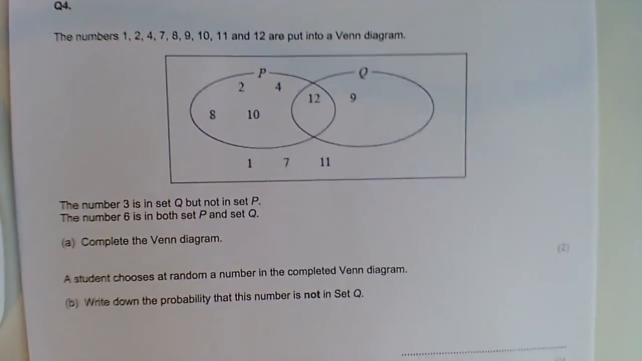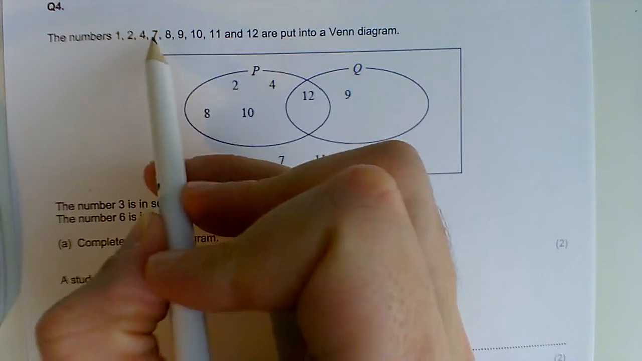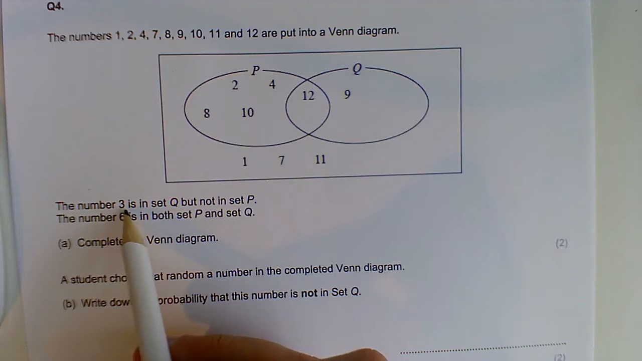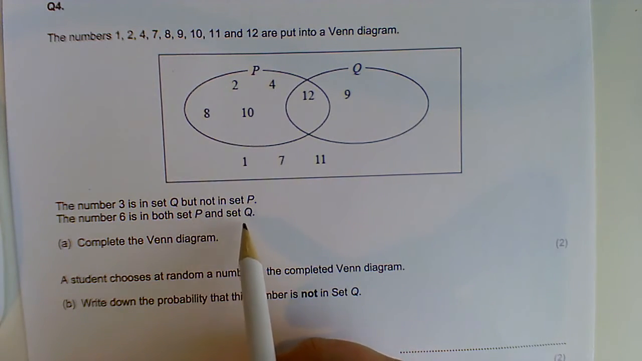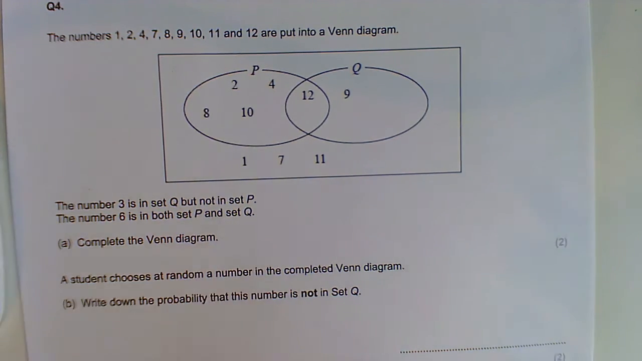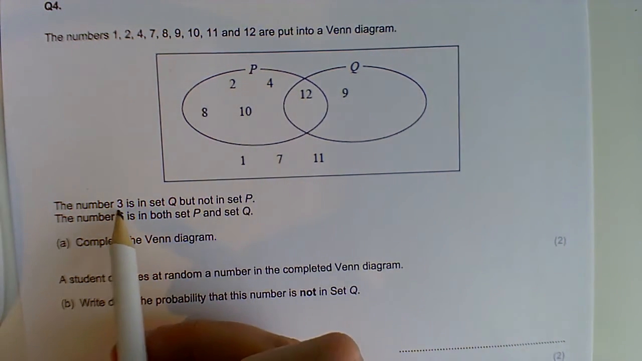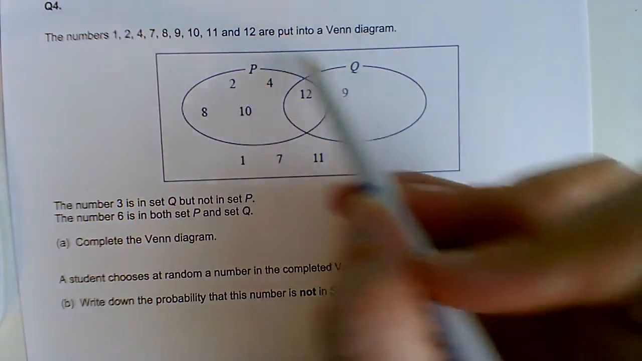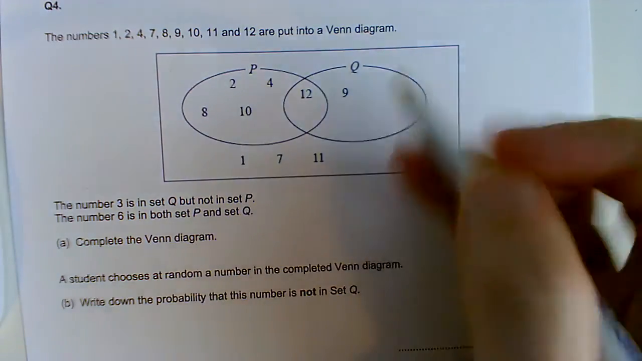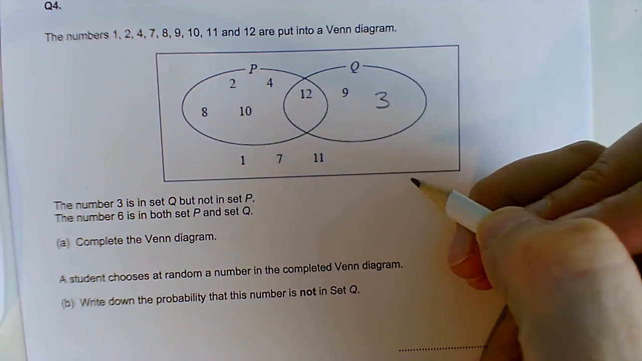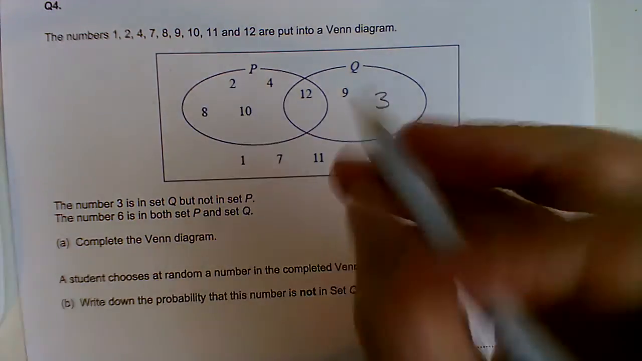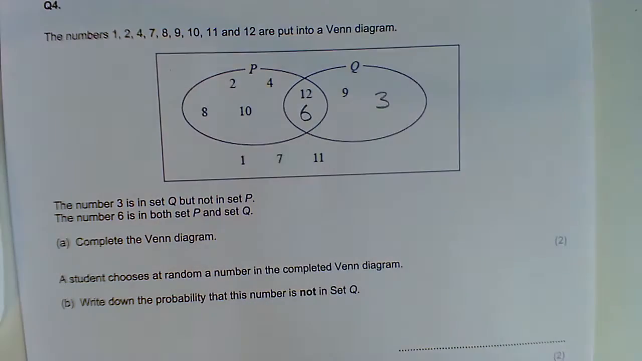So question 4, the numbers 1, 2, 4, 7, 8, 9, 10, 11, and 12 put into a Venn diagram. The number 3 is in Q, but not in set P, and the number 6 is in set P and set Q. Complete the Venn diagram. Okay, so the number 3 is in set Q, but not in set P. So it's in this circle, but not in this circle, which means that it's not in the intersection, it's just got to be there. Okay, the number 6 is in both set P and set Q, so that will go into there.